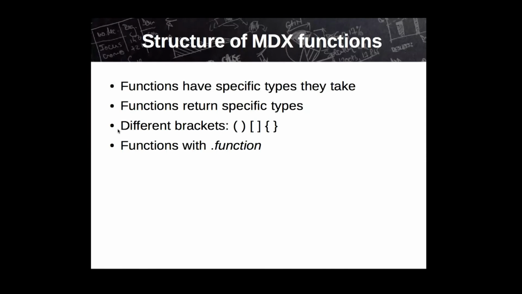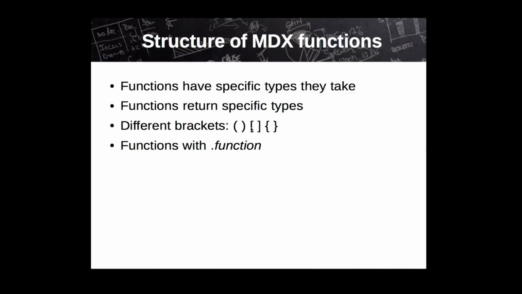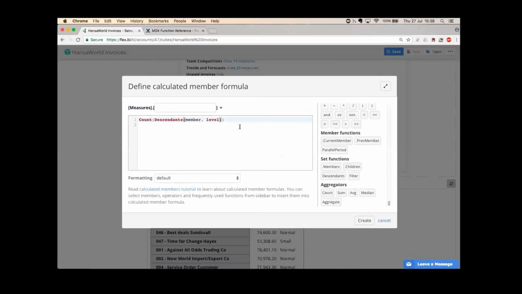Functions used in writing MDX: there are three different brackets that are used. The first one is just parentheses, and these are used for opening or closing functions. If I click on a parenthesis, I can see where it starts and where it ends, and it's the same for the other one. The square brackets are used to define levels and hierarchies.